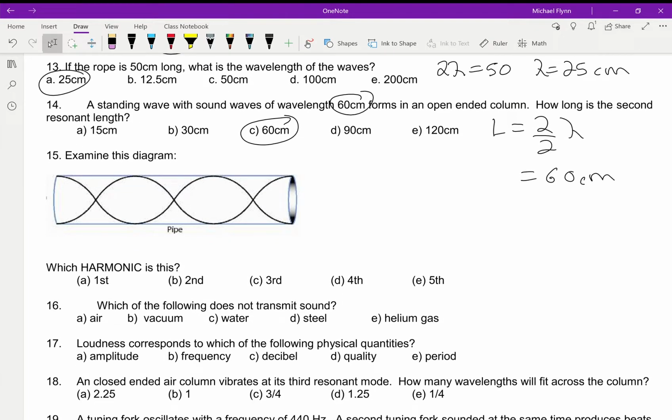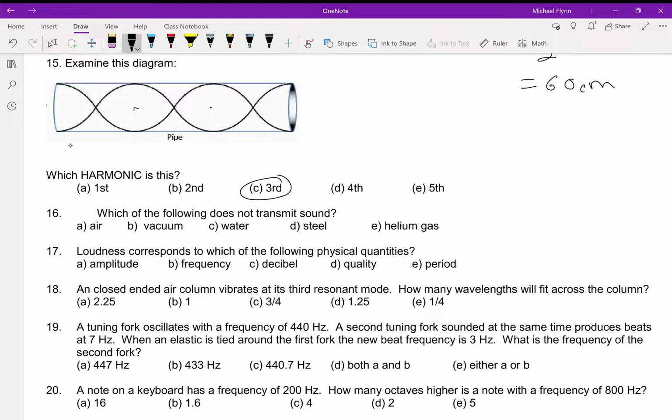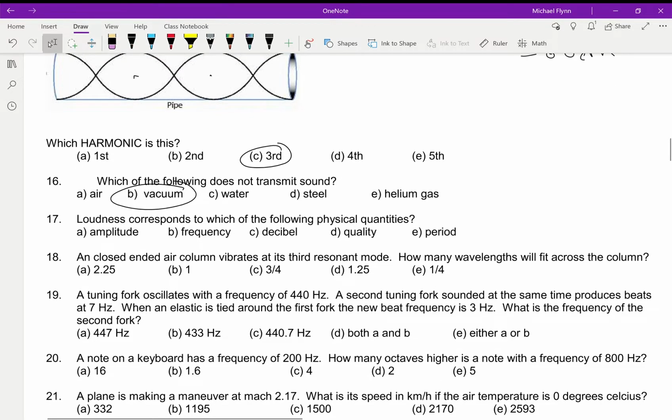Okay, examine this diagram. Which harmonic is this? Well, the first harmonic doesn't have these antinodes in the middle. Okay, it just has these 2 ends. So this is second, that's the third harmonic of this tube, right? There's 3 antinodes there, so it's the third harmonic. Which does not transmit sound? The vacuum of space does not transmit sound. Anything that's made of matter does transmit sound.